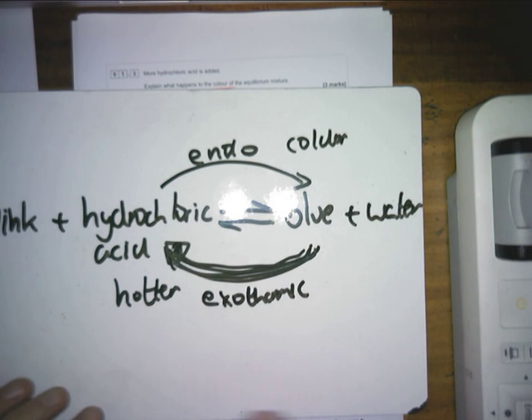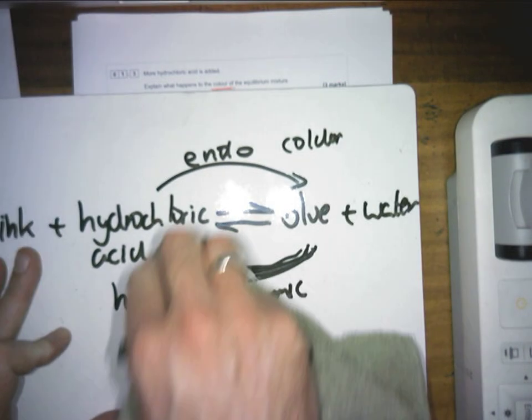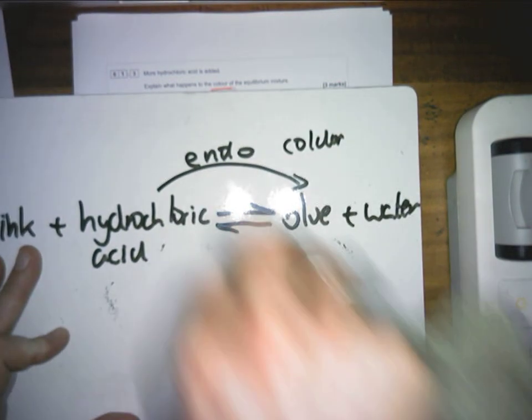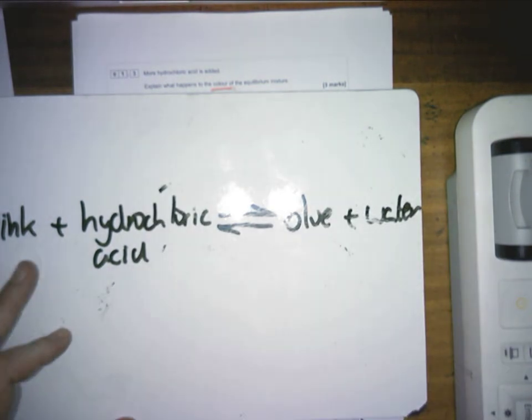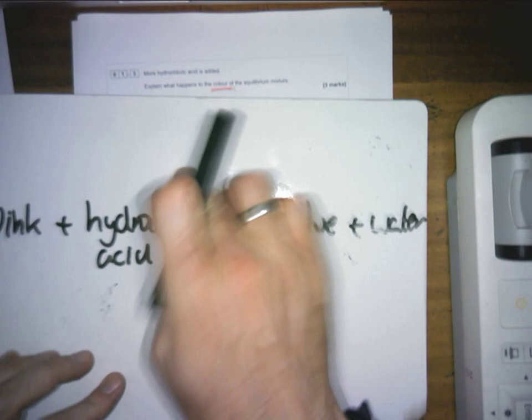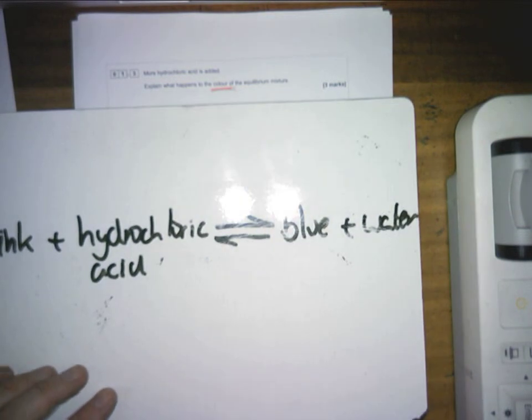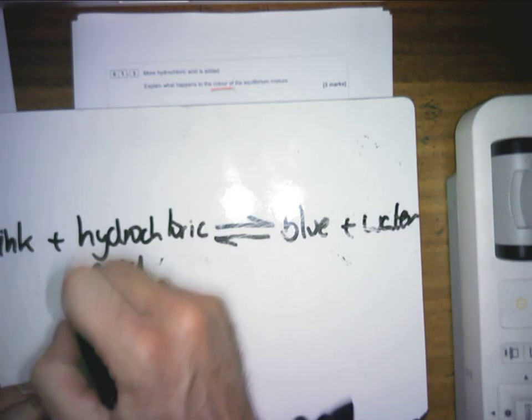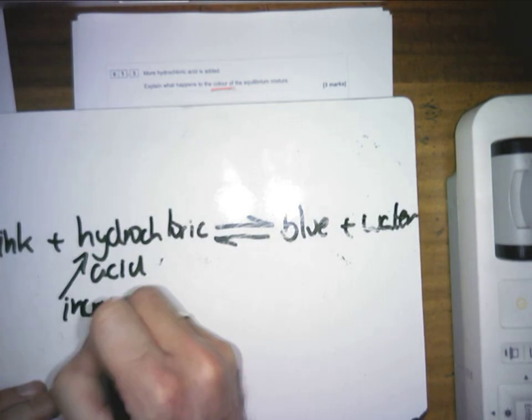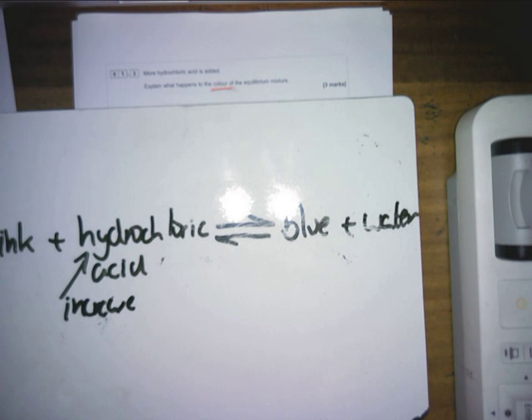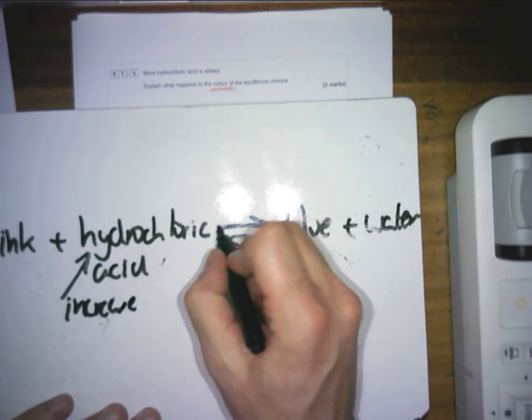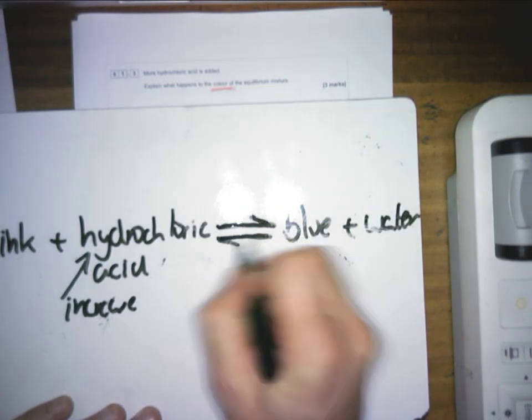Now this time we're not talking about adding or taking away heat. We're not changing the temperature. What we're changing is the concentration of stuff. So it says more hydrochloric acid is added, so I'm going to increase hydrochloric acid. Now, equilibriums act to oppose any change put on them.